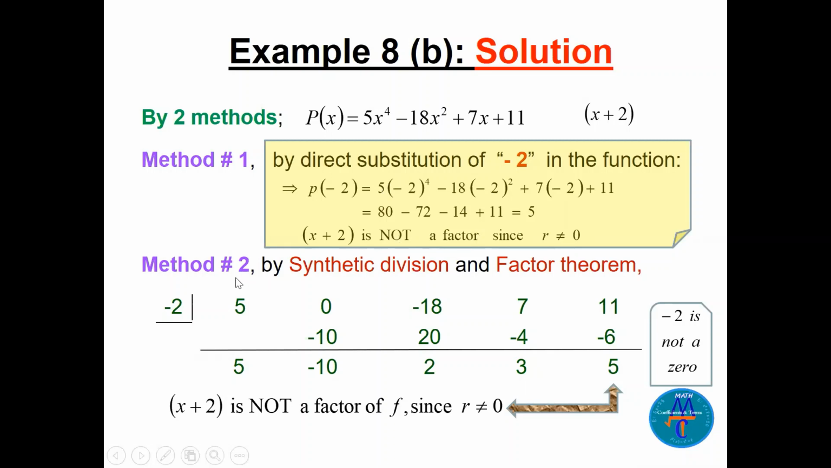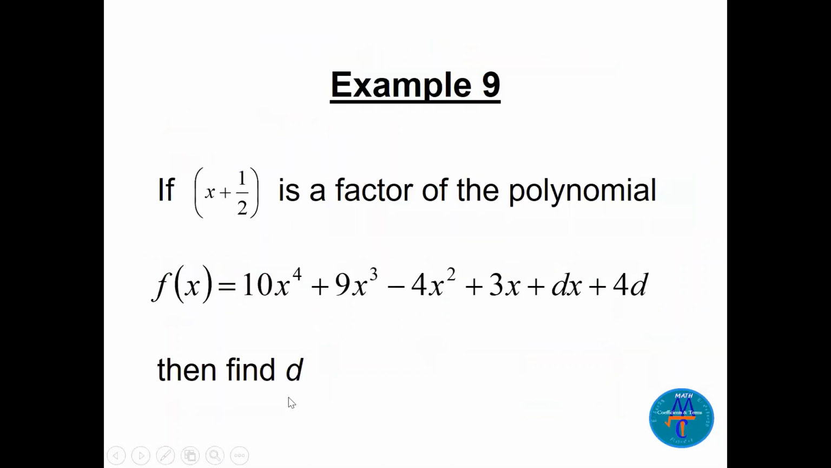Or I prefer this method: use synthetic division. Just put all the coefficients, 5. Remember, there is a missing cube here, so I put 0, minus 18, 7, and 11. 5 comes down, continue the division until you get 5, which is not 0. See, the remainder here is not 0, which means x plus 2 is not a factor.